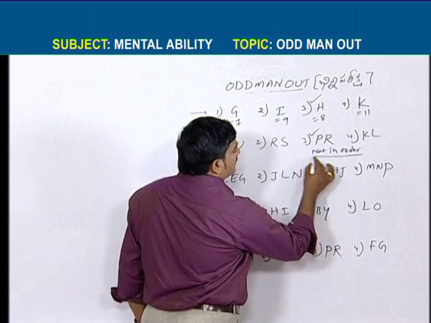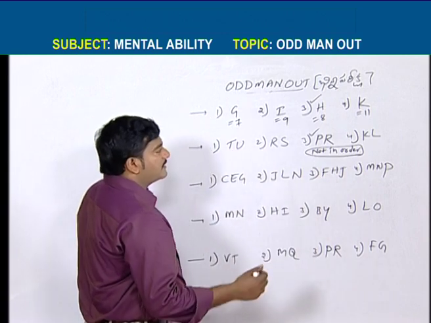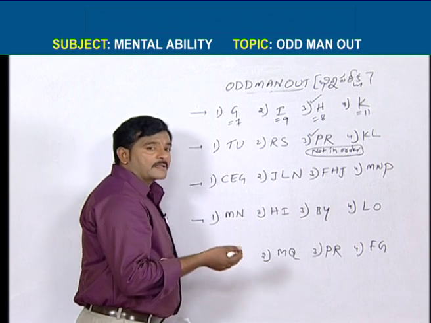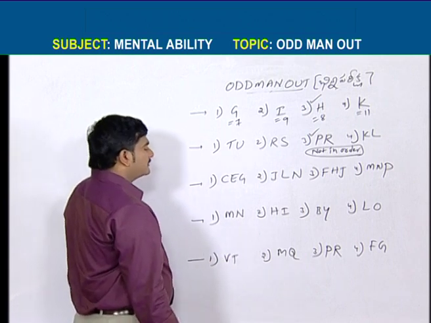Remaining all are in order, but this third option is not in order. After 16 you have to get 17. After P you have to get Q, but unfortunately R is there. Hence that is the answer.